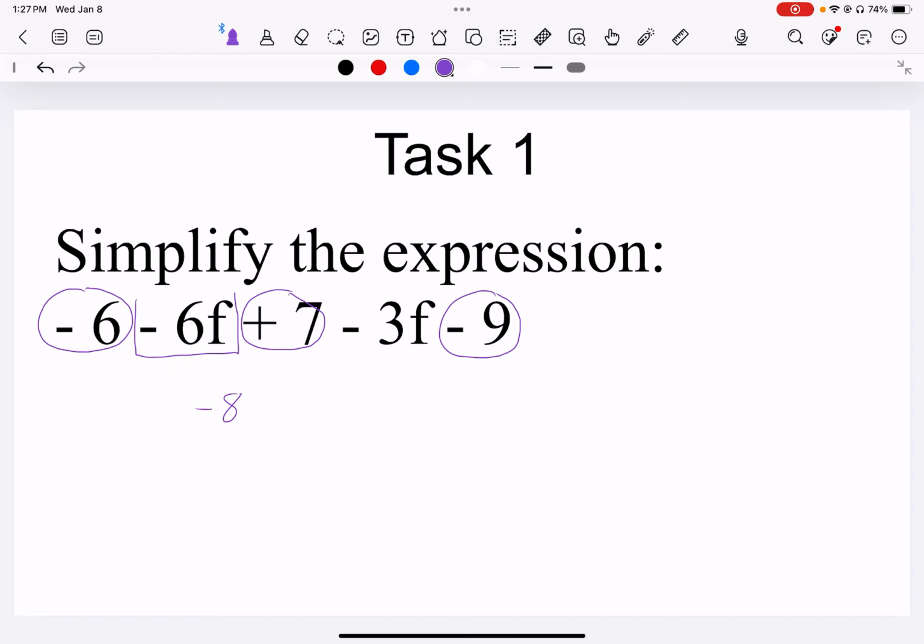I look for my other like terms, negative 6f and negative 3f. Those are like terms because they have the same variable, the same exponent. So I can combine them to give me negative 9f. It's always best to write your expression with the variable term coming first. So a better answer would be negative 9f minus 8. This would be our answer in standard form.